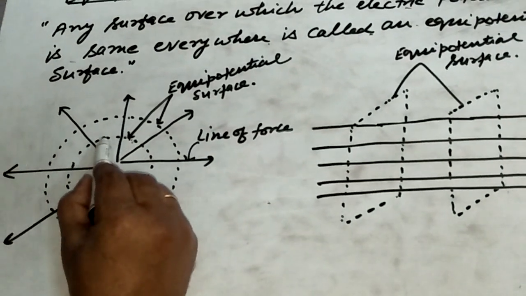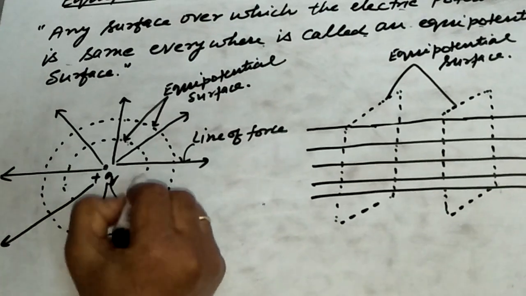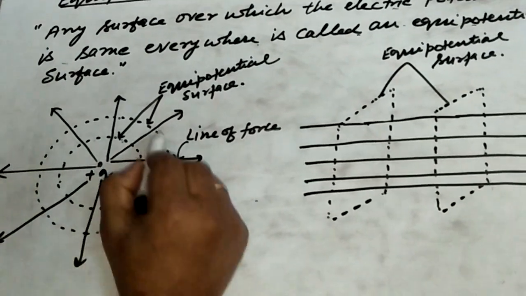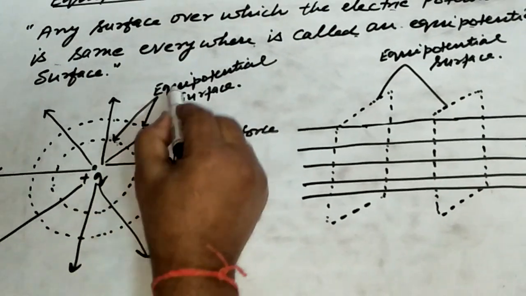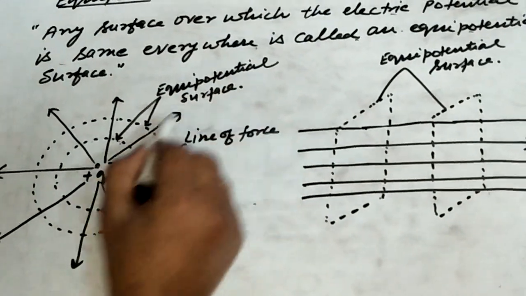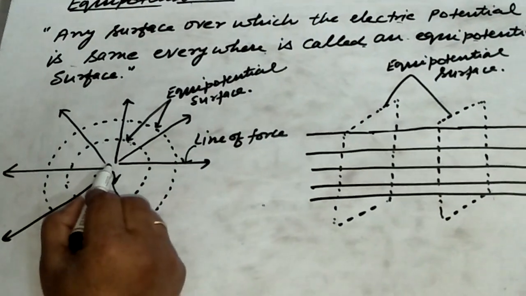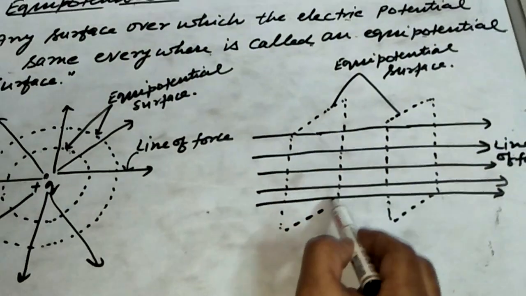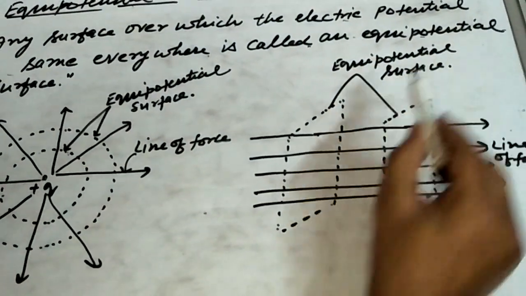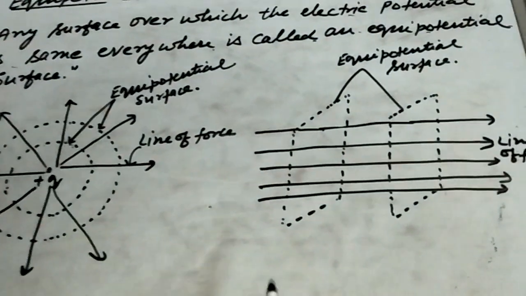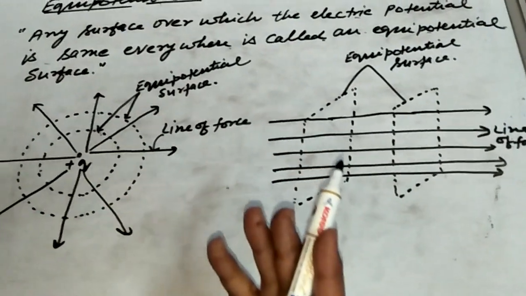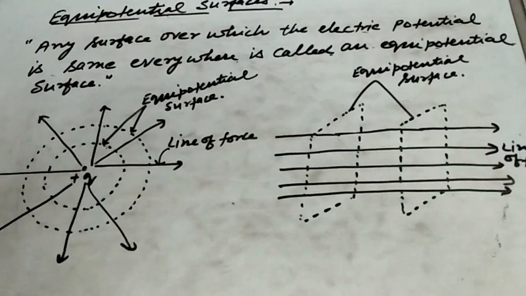Here the potential at each point of this surface is the same. Similarly, the potential at each point of this surface is the same. And such a surface is called an equipotential surface. So this one is the equipotential surface for this point charge plus Q. Similarly, this one is also an example of equipotential surfaces. So simply you can say an equipotential surface means any surface over which the electric potential is the same everywhere.